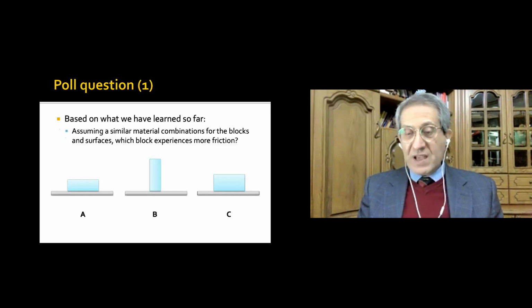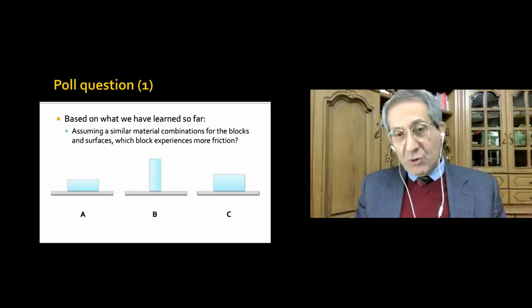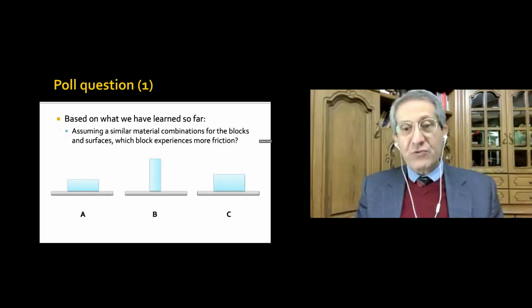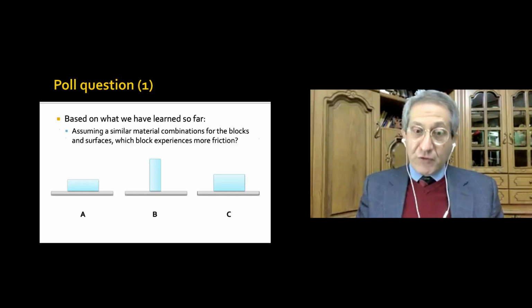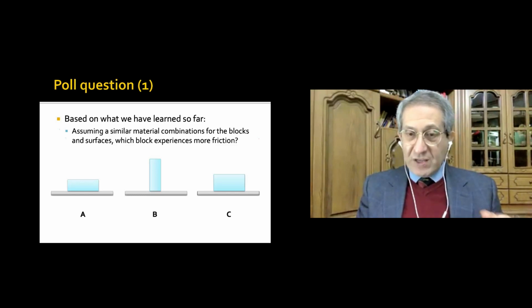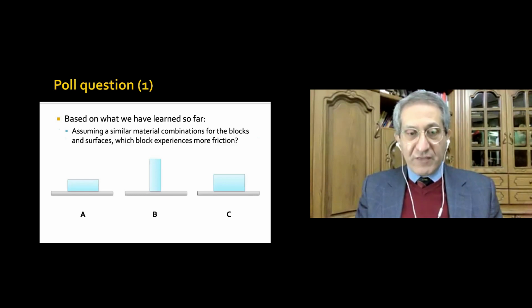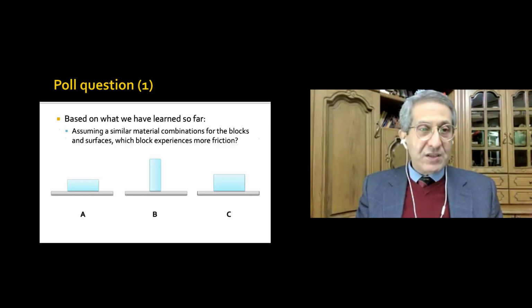Since all blocks have a similar material, its mass is bigger, hence the normal load, which is proportional to friction, will be larger. Coefficient of friction is the same for any two combinations of materials. The surface area does not affect friction, which depends on the true contact area and hence the normal load.